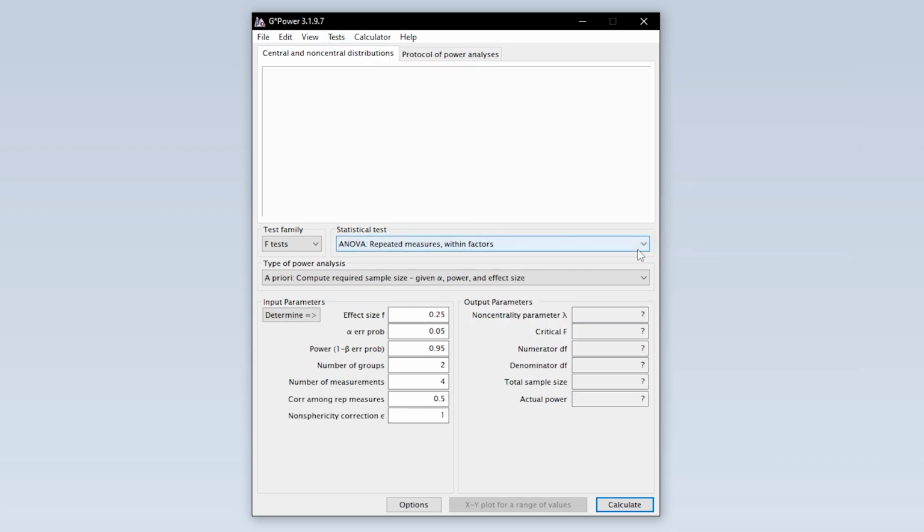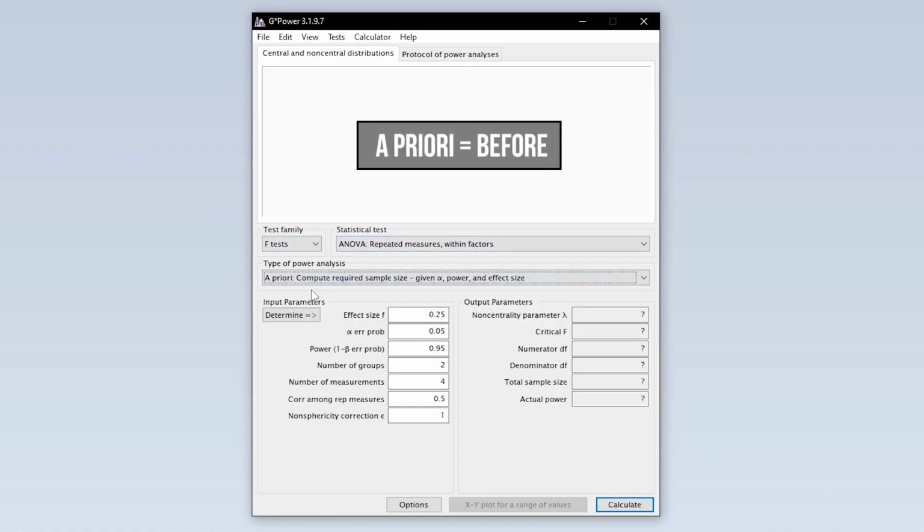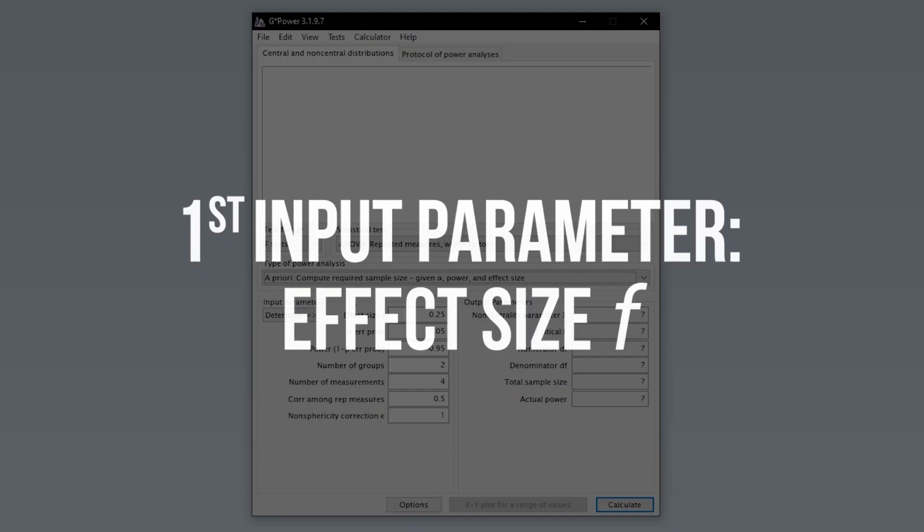Now you have to select the type of power analysis. Since you have to calculate the minimum required sample size in advance, you have to select a priori. The first input parameter needed is the effect size f.